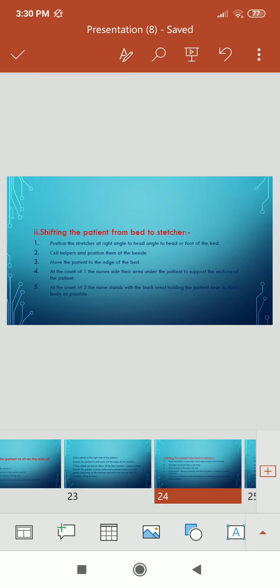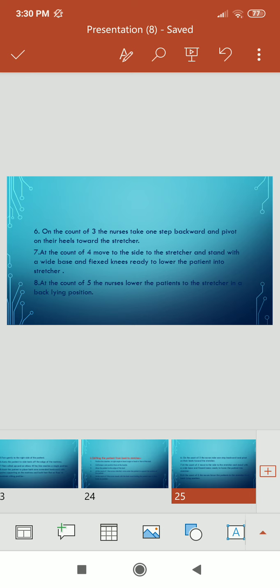At the count of 1, the nurses slide their arms under the patient to support the sections of the patient. At the count of 2, the nurses stand with the back erect, holding the patient as near to their body as possible. On the count of 3, the nurses take one step backward and pivot on their heels toward the stretcher.